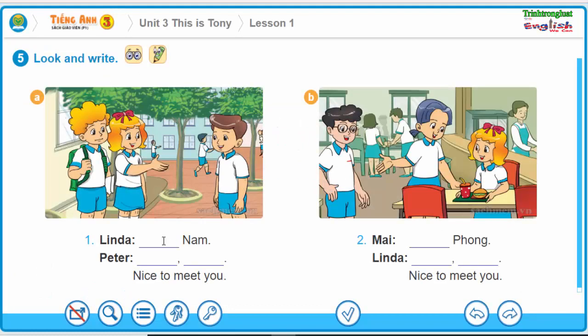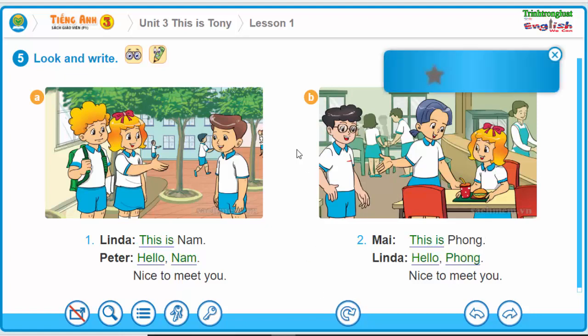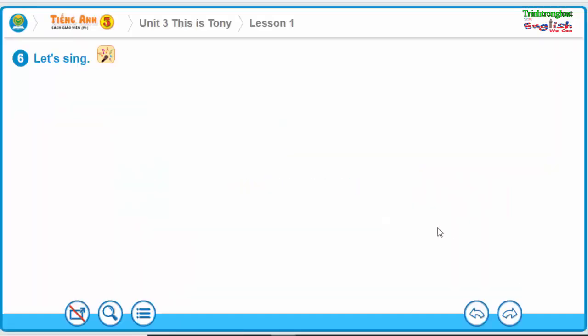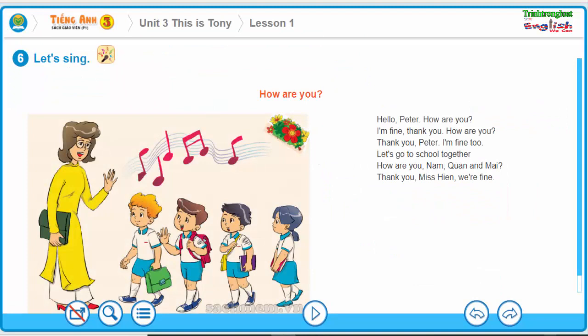Five. Look and write. Well done. Six. Let's sing.